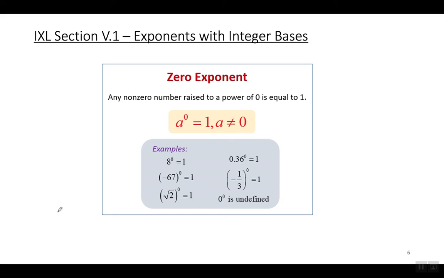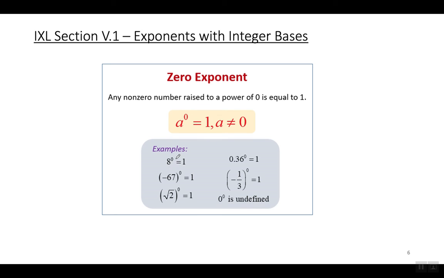And the last type of question that you're going to get is whenever you have an exponent of 0. Like I said earlier, whenever you have an exponent of 0, the answer always equals 1. That's what this means. A stands for any non-zero number raised to a power of 0 is equal to 1. So a to the 0 power equals 1 as long as a is not 0. When I did this IXL, there was no example where the base was 0. So any non-zero number with an exponent of 0 will always equal 1.